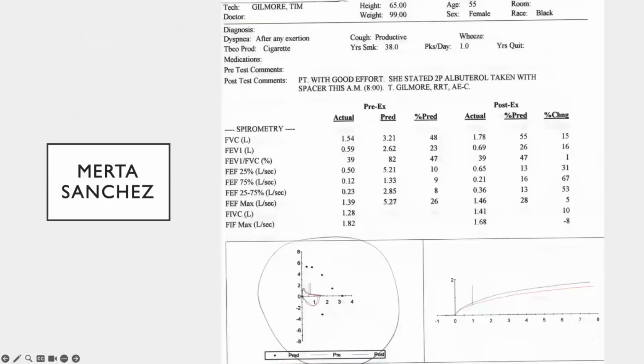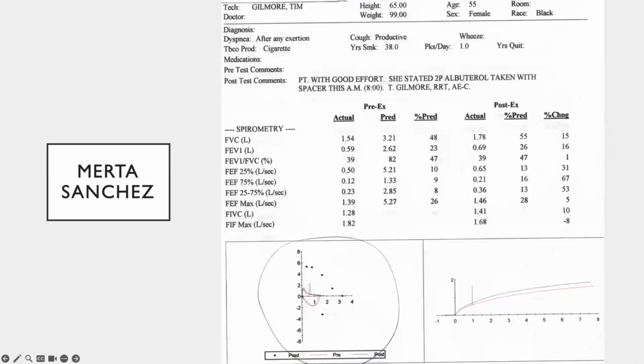I know this isn't a PFT-centered presentation, but let's quickly glance here and evaluate the patient's spirometry. Remember, baseline pre-bronchodilator is important, but even more so is do they respond to bronchodilator. On the left-hand side, labeled pre-exercise in our software, you have what she actually performed, her predicteds, and her percent predicted.